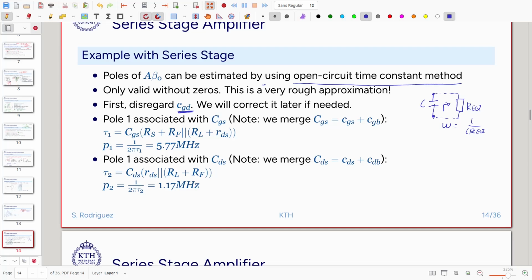Let's take a look at the position of the poles. We're going to merge some capacitors. The simulator gives us separated CGS and CGB, so we are just going to merge them into a big CGS, all the capacitance that is connected between gate to source and gate to bulk. We are going to do the same for CDS and CDB, merging them into a big capacitance just to make the calculation a little bit simpler. Normally we don't introduce large errors by doing this.